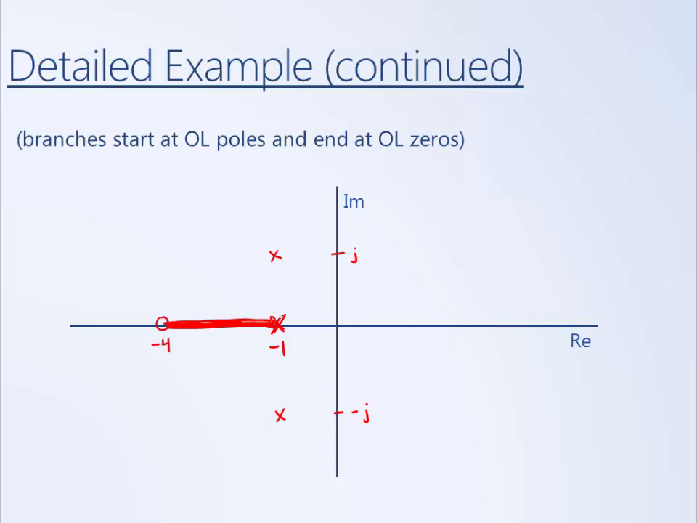Thinking back to the fact that branches start at open loop poles and end at open loop zeros, this is going to be one of our branches, where when k equals 0, the pole is located at -1, and as k gets larger, this closed loop pole will move from -1 to -4. We will then also have branches coming off of these open loop poles.